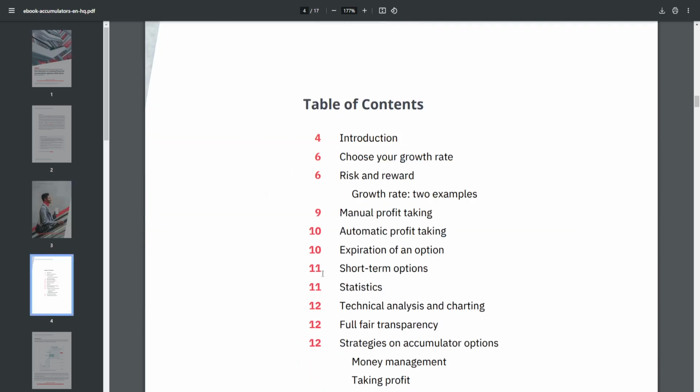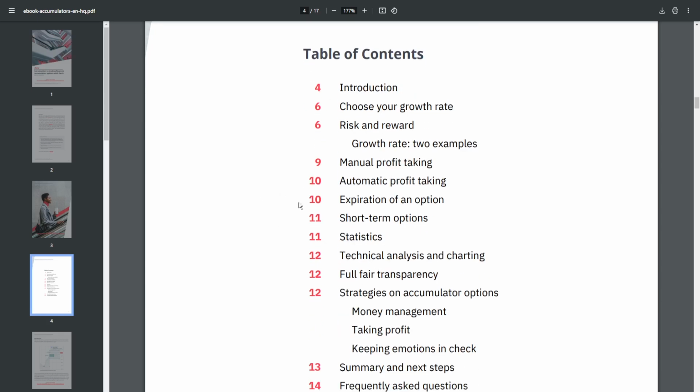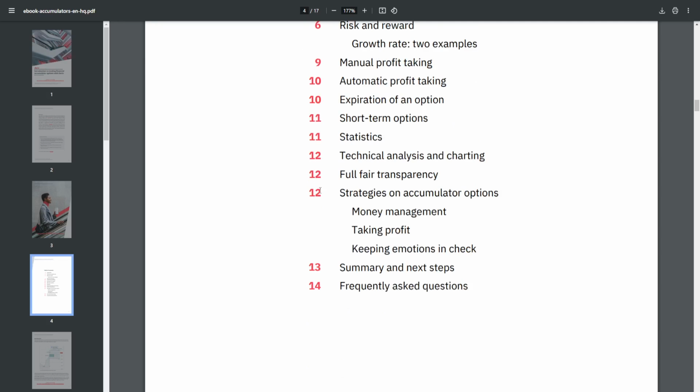Please listen carefully. First, we'll begin with the introduction, and then we will see how to choose your growth rate when you're trading accumulators, and how to calculate your risk and reward. We'll have two examples. We'll look at manual profit taking, how to do automatic profit taking, expiration of an option, short-term options, statistics, technical analysis and charting, full fair transparency, and strategies on accumulator options, where we look at money management, taking profit, keeping emotions in check, and finally a summary, okay? So we'll cover accumulators in detail. You'll understand it in detail, all right?